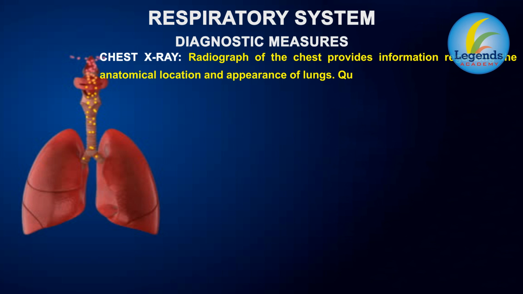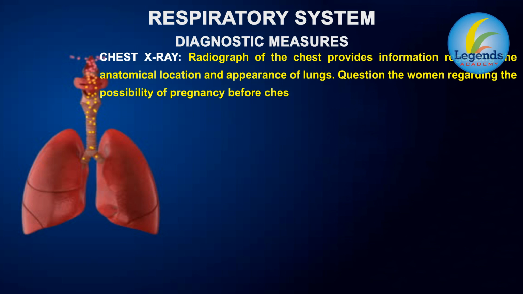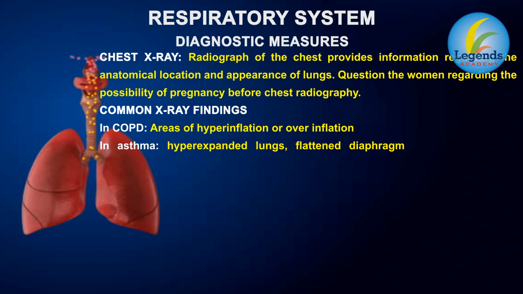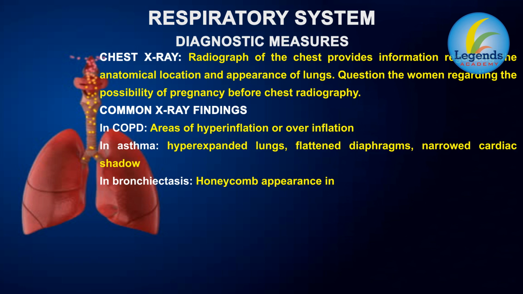Common X-ray findings: in COPD there will be areas of hyperinflation or overinflation, that means enlarged lungs. In asthmatic patients, hyperexpanded lungs, flattened diaphragms, narrowed cardiac shadow. In pulmonary edema, it occurs with acute asthma. Bronchial wall thickening can be seen. In bronchiectasis, honeycomb appearance in chest X-ray, that means ring-like shadow can be seen.